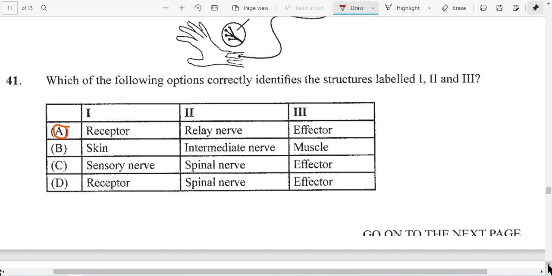All right, and of course, the relay neuron and the intermediate nerves, they are pretty much the same thing, just with different names. So we have to look at why. And the effector and the muscle is pretty much the same thing, different name. Now, we know that it is not the skin, so it makes B out, and receptor being the best choice there. When we come on down to spinal nerves, in the spinal nerves, you're going to have both motor neuron and sensory neuron. So it couldn't be the spinal nerve. So by method of elimination, A would have to be your choice for 41.